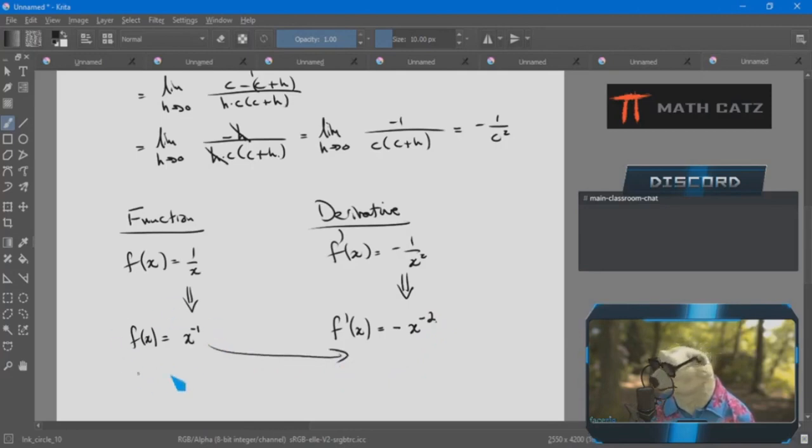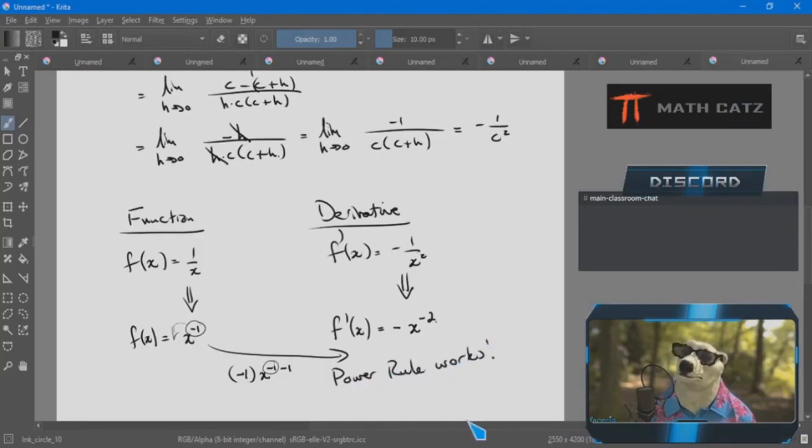So if I take this version of the function, I move the negative 1 to the front. The new power of x is 1 less. I do get that. So the power rule still works. So really, even though the basic functions were fundamentally different from polynomials to rational functions, potentially, the power rule handles them all in their basic simple form.